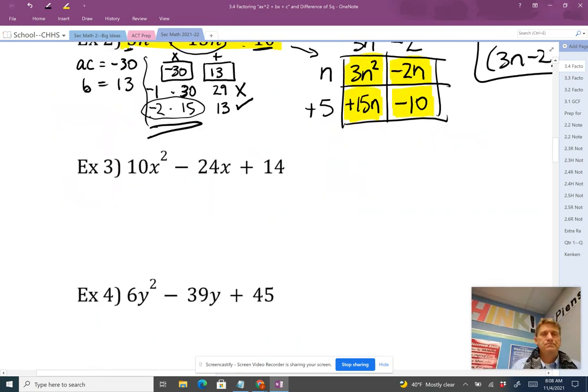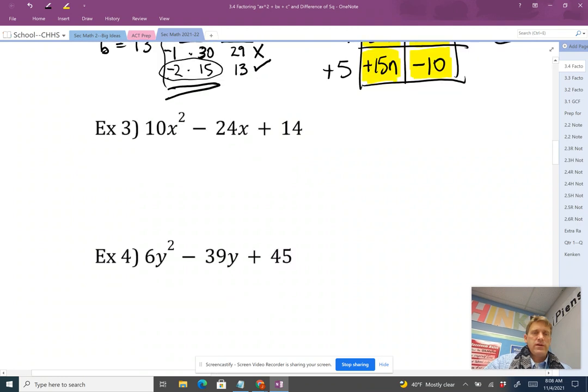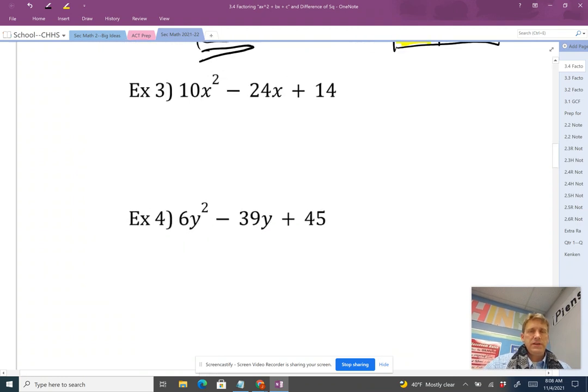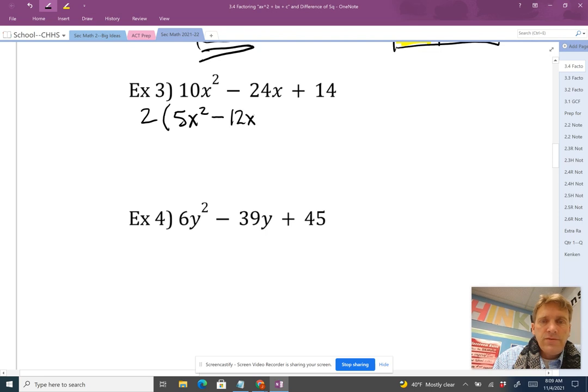All right, example 3. 10x squared minus 24x plus 14. Now here I see that they're all even, and so I can factor out a 2 as the greatest common factor. So I'm going to first rewrite this as 2 times 5x squared minus 12x plus 7.